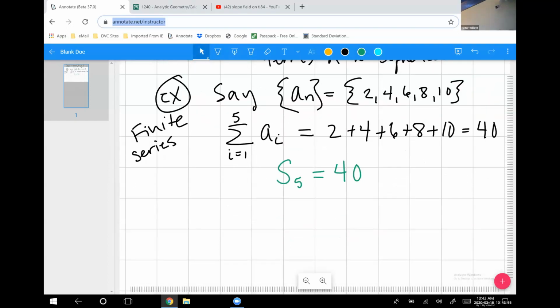So let me just make this explicit. S sub n is the sum of terms of a sequence a sub n.